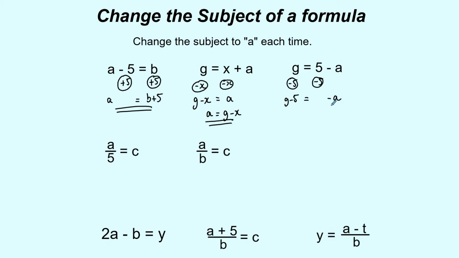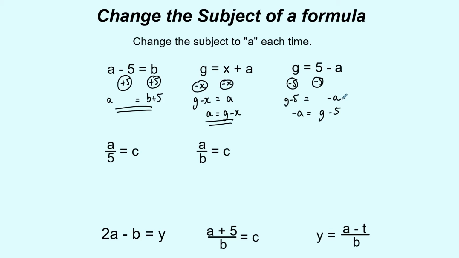Now we're almost there, but not quite, because we've got a minus A and we're looking for the subject of the formula to be A. So what we're going to do here is flip the whole equation around first. So it's negative A equals G minus 5. That's just flipping the whole thing around. And then I'm going to multiply everything by negative 1. Okay, so multiply both sides of the equation by negative 1.